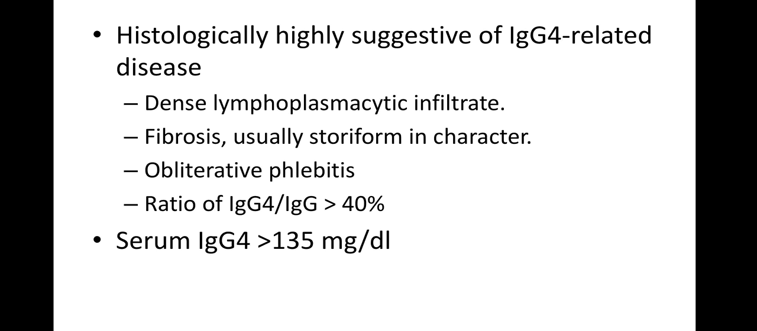First, I should have a dense lymphoplasmacytic infiltrate. That's necessary for me, which you saw. I should have a fibrosis. Yeah, that's also necessary, and it should usually be storiform in character. We'll see what storiform is soon. And I have to have an obliterative phlebitis. All this tells me that it's suggestive of an IgG4 disorder. It's not diagnostic. What I'm going to do next is apply IgG4 and IgG immunohistochemistry.